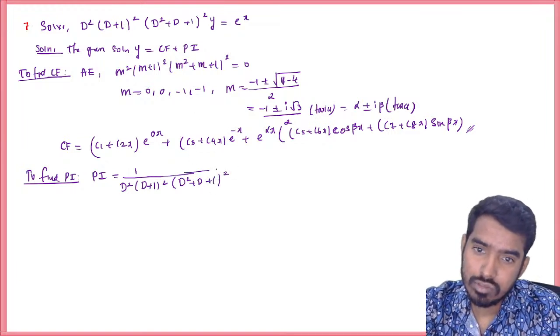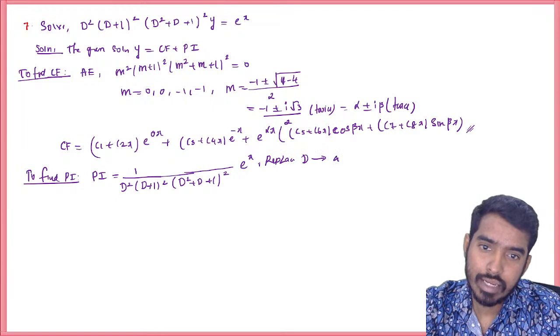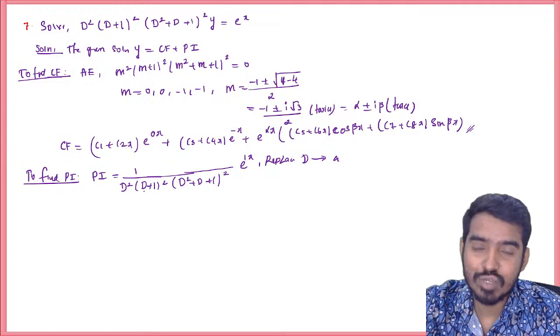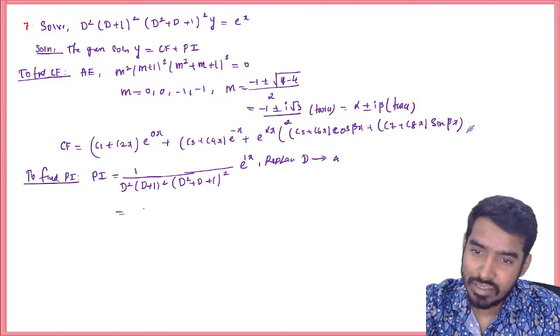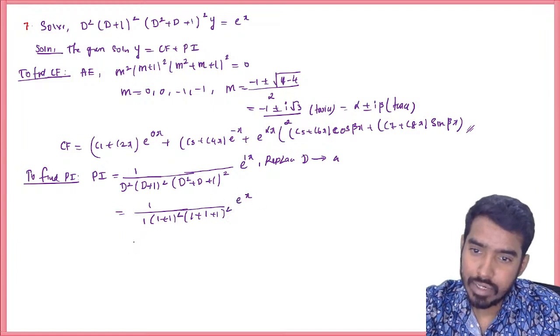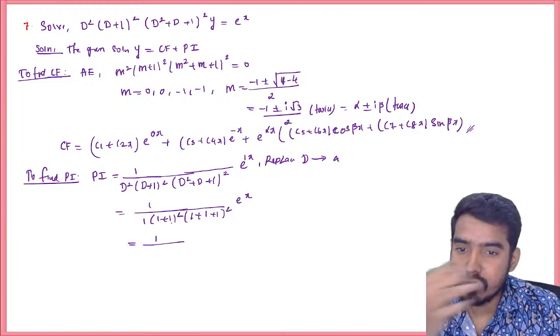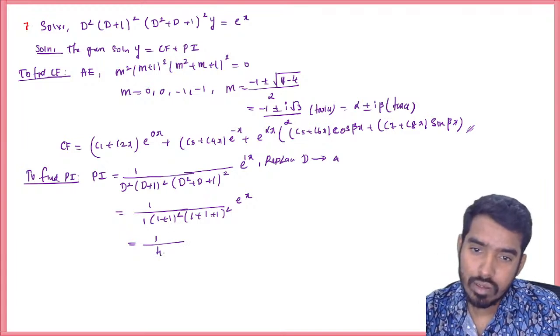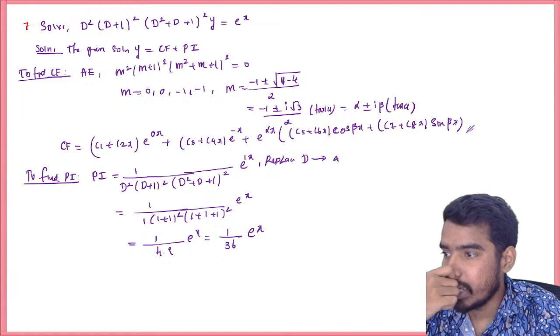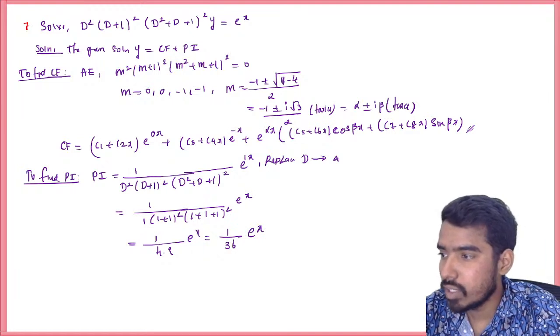D square plus 1 whole square e power x, right? Now replace D to be equal to a, e power ax. So a is 1 here. So if we replace D to be equal to 1, thank God, it is not 0. If it is 0, you have to differentiate this entire term. So it will be 1 divided by 1 into 1 plus 1 whole square, 1 plus 1 whole square, e power x. So 1 plus 1 is 2, 2 square is 4, 1 plus 2 square is 9, e power x. So 1 by 36 e power x is your PI, right? 1 by 36 e power x is your PI.